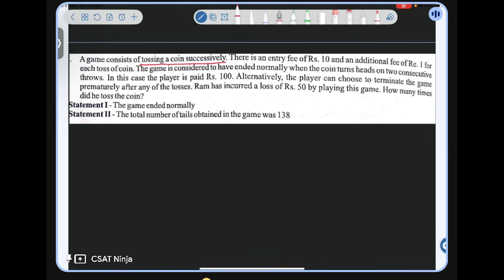That means we are tossing coins one after the other. There is an entry fee of 10 rupees. That means there is a fixed charge of 10 rupees. And an additional fee of 1 rupee for each toss of the coin.